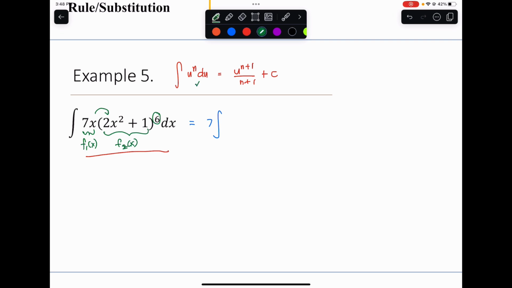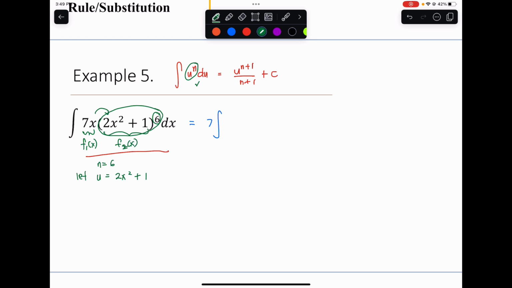So our idea here is we need to transform this given integrand into this format. I can see that (2x squared plus 1) raised to 6 is the one similar to u raised to n, the one with the power. Usually the more complex function will become our u. So u is equivalent to 2x squared plus 1, and our n is equal to 6.